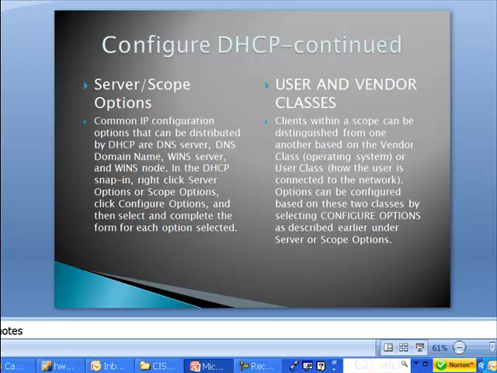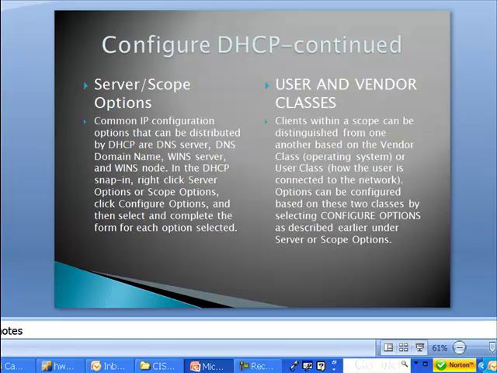Other server and scope options, which are common IP configuration options that you may want to let DHCP handle, are the DNS server, the DNS domain name, the WINS server, and the WINS node. In the DHCP snap-in, just right-click the server options or scope options, and then click Configure Options. Then select and complete the form for each of the options selected.